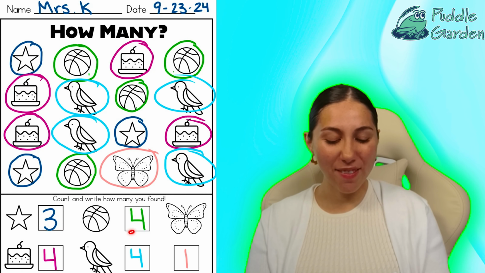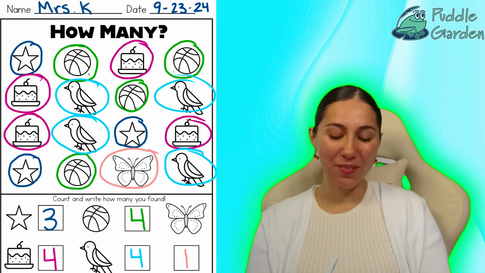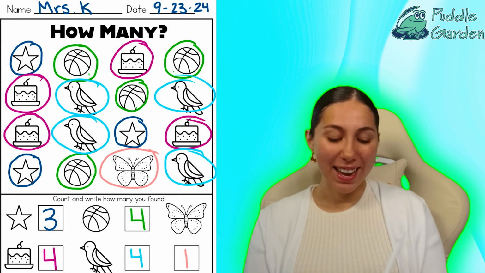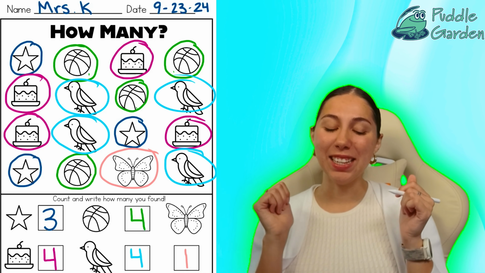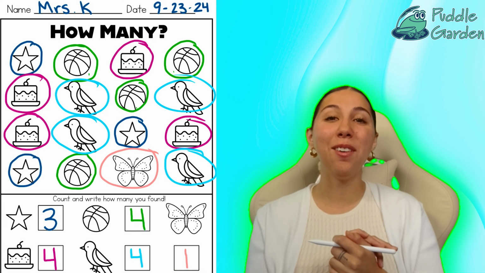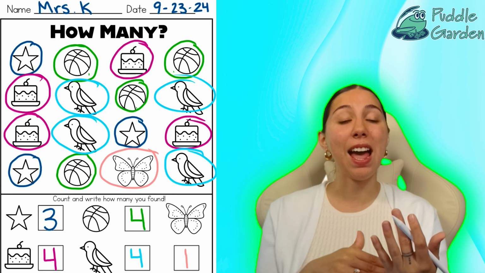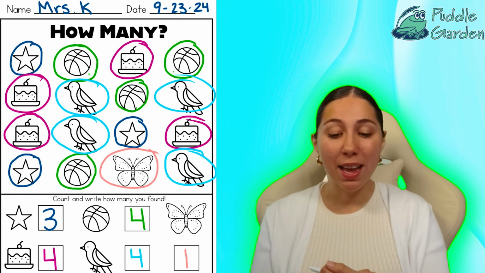All right, do you have a 3? Do you have a 4? Do you have another 4? Do you have one more 4? And do you have a 1? And did you try your best today? That's fantastic to hear. That's how we get better, by practicing. When we practice these skills, when we practice writing, when we practice counting, then the easier it becomes. As long as you try your best, that's all that matters.